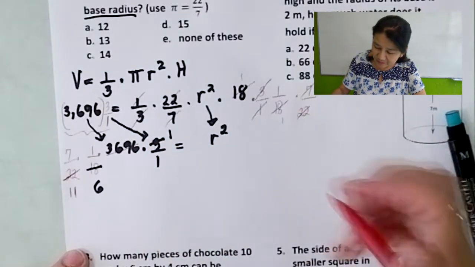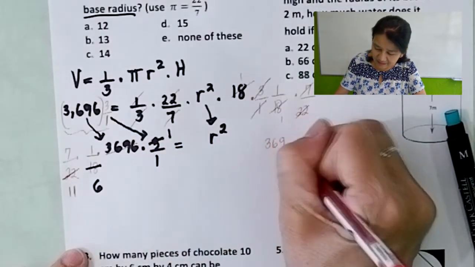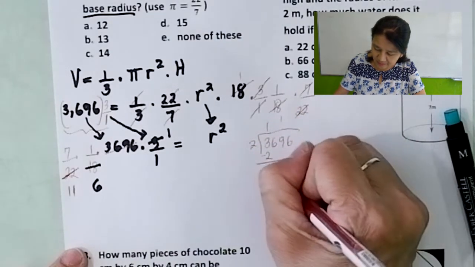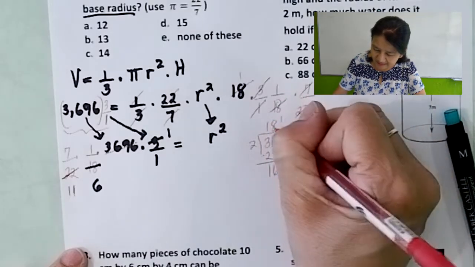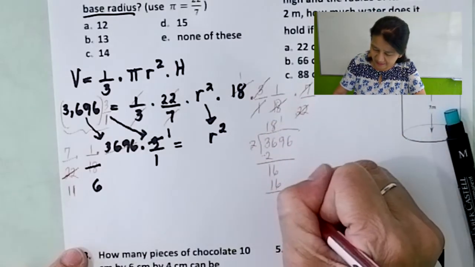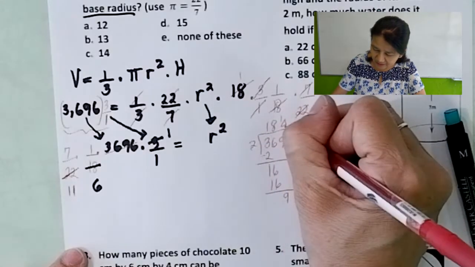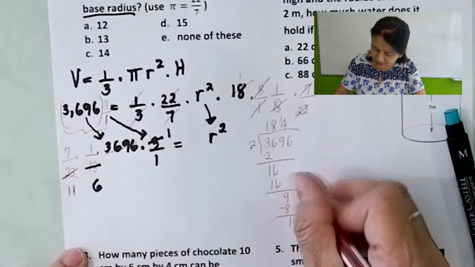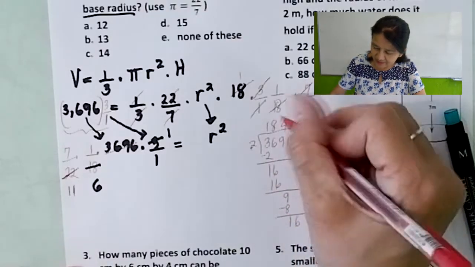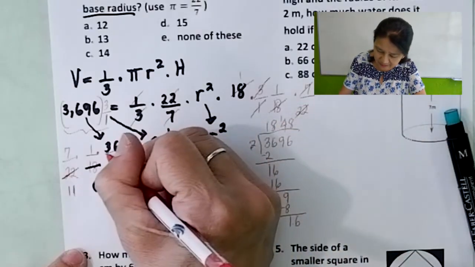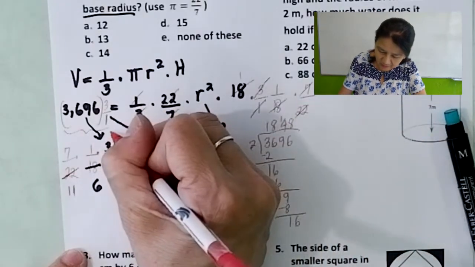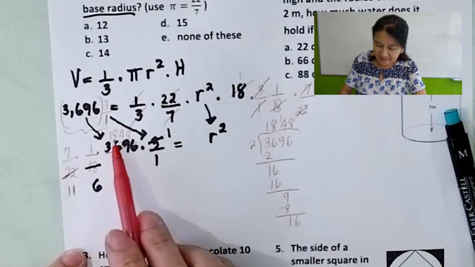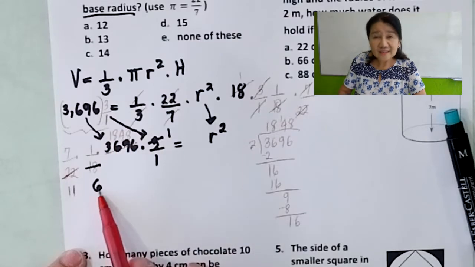3,696 divided by 2. Let's do it here. 3,696 divided by 2. So we get 1. This is 2. 16 divided by 2 is 8. 8 times 2 is 16. Bring down 9. Divided by 2 is 4. 4 times 2 is 8. Bring down 1. 9 minus 8 is 1. Bring down 6. 16 divided by 2 is 8. So you have here 1,848.